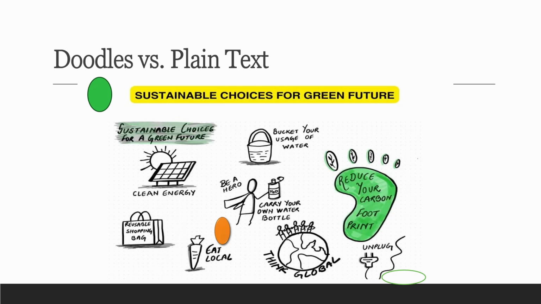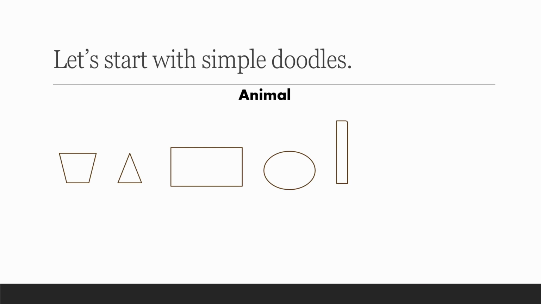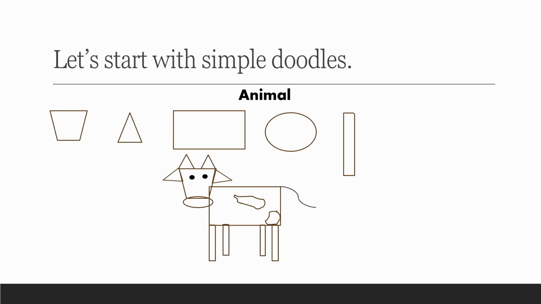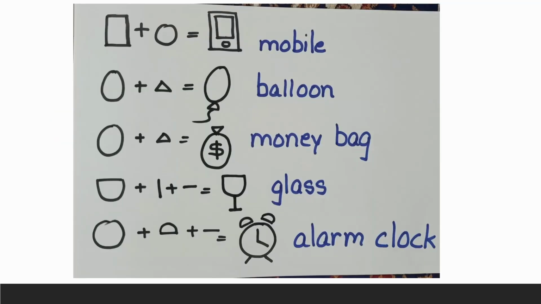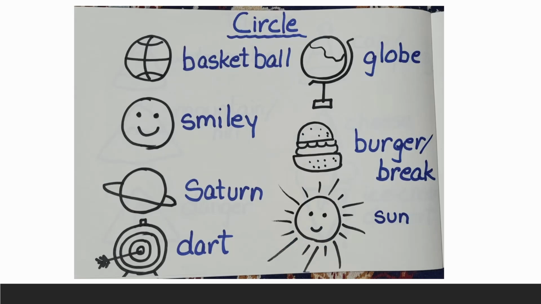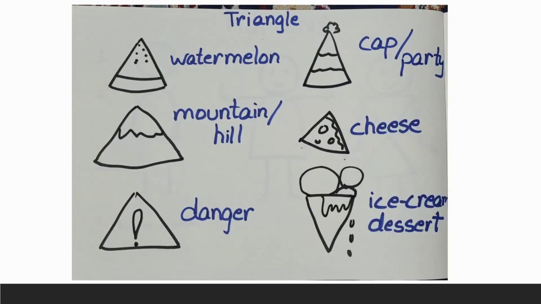Let's get interactive. Let's start with a simple doodle, an animal. I'll show you how you can create an animal using basic shapes. We can create many different things using these basic shapes, like circles and triangles.